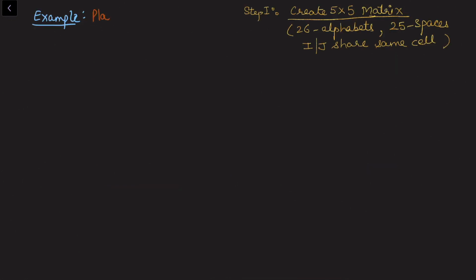Suppose the plain text that we consider in this example is "meet me at the bridge". So this is the plain text given to us. And in this case, as we have just explained, we need to follow a two-step process. In step number 1, we need to create a 5x5 matrix.